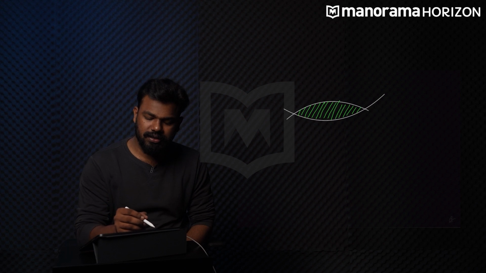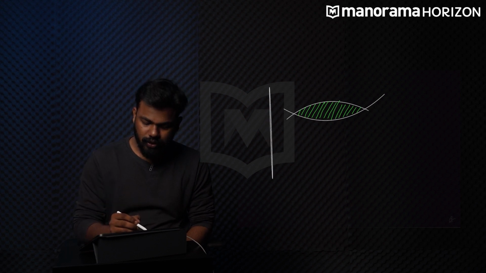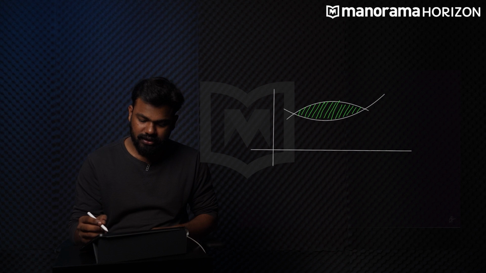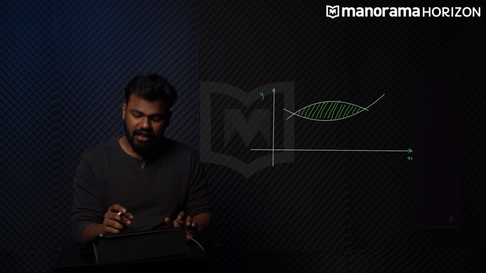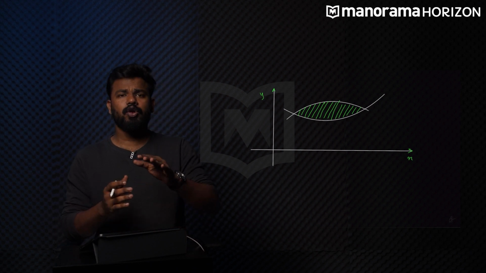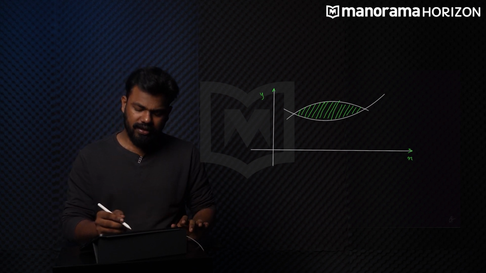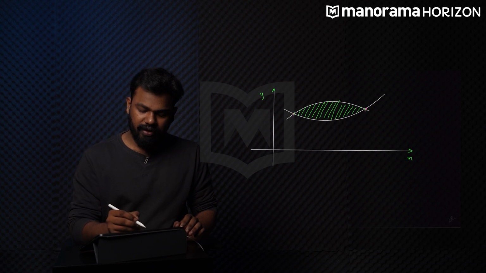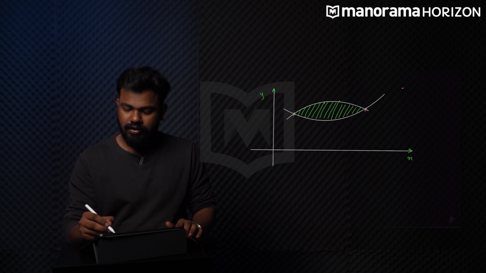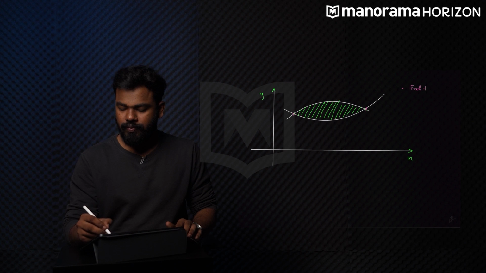So let's complete this graph. You have the x-axis over here and the y-axis. Now I can see that this area, the green shaded area, is enclosed by two different graphs. And these two different graphs are intersecting at two different points, right? So our main aim is to find the intersection points.